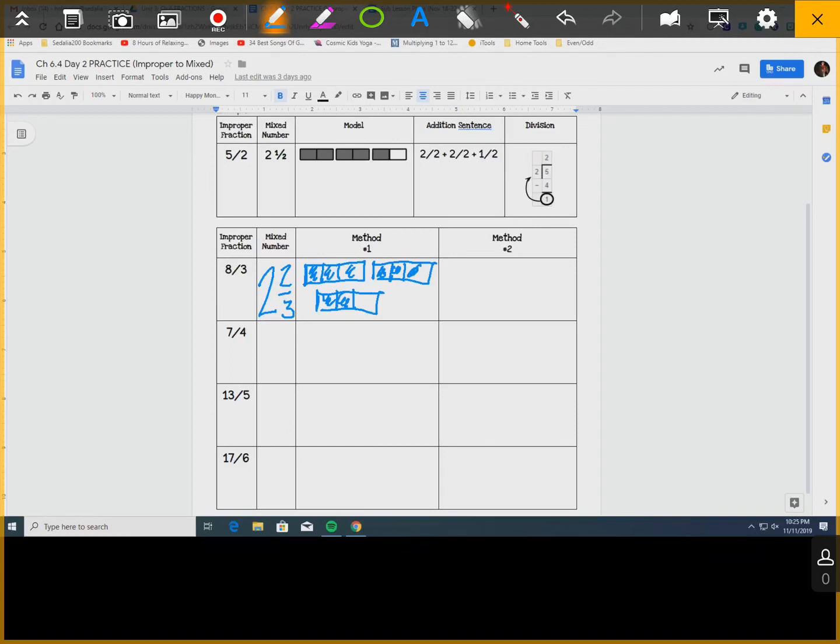I could use addition by looking for the whole fractions. Again, my wholes are split into thirds, so 3/3 would be my whole fraction, 3/3, 6/3, and then I would have 2 more thirds. I can see that there are 2 wholes and 2/3 remaining. That then relates to our division. If I have 8 divided into thirds, I can see that I have my 2 wholes and that I have 2/3 remaining.